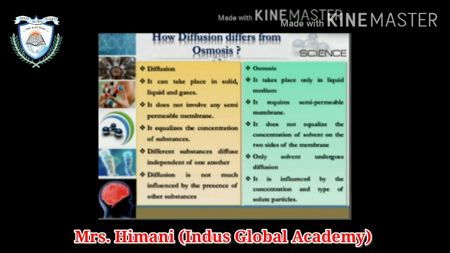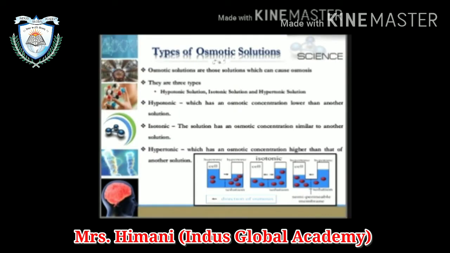Diffusion can take place in solid, liquid and gas, whereas osmosis can take place only in a liquid medium. Second, diffusion does not need a semi-permeable membrane, whereas osmosis does. In diffusion, the concentration of the substance is equalized, whereas in osmosis it is not equalized. In diffusion, substances diffuse independently of one another, whereas osmosis involves diffusion of the solvent. Diffusion is not much influenced by the presence of substances, whereas osmosis is influenced by the concentration of solute particles.